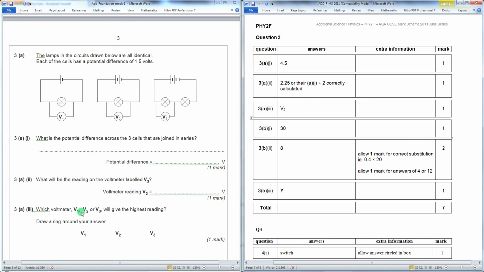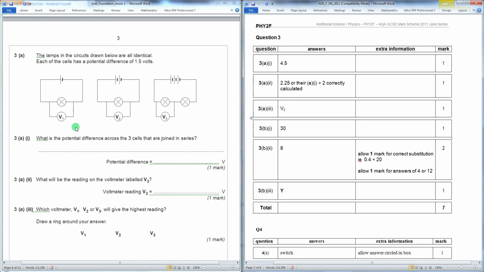Now, which voltmeter V1, V2 or V3 will give the highest reading? Well, the easiest way to do this here is just to work out what the individual voltages will be. We already know that V3 is 2.25. If we have a look at V2, well, that has two 1.5 volt cells, so that's 3 volts from the cells there, and the only place to lose that voltage is across the bulb here. So 3 volts from the cells means 3 volts across V2. So V2 is certainly higher than V3. It's 3 compared to 2.25.